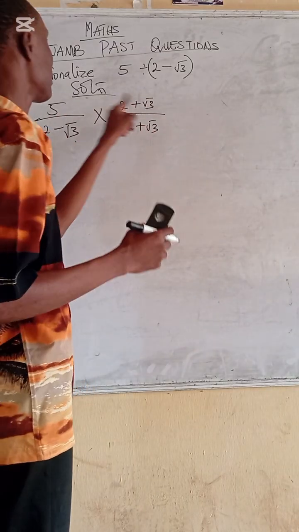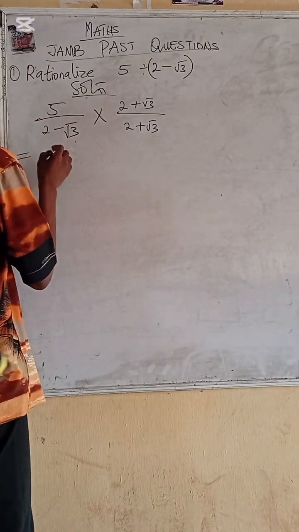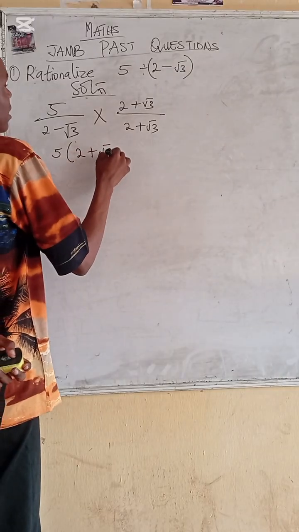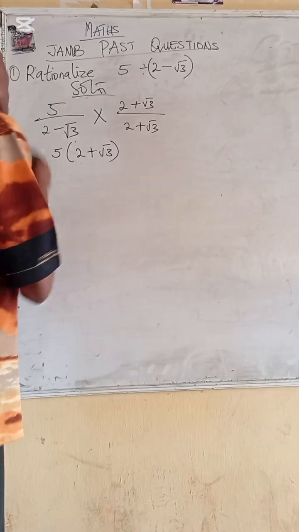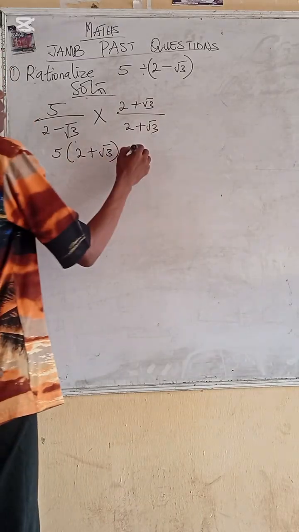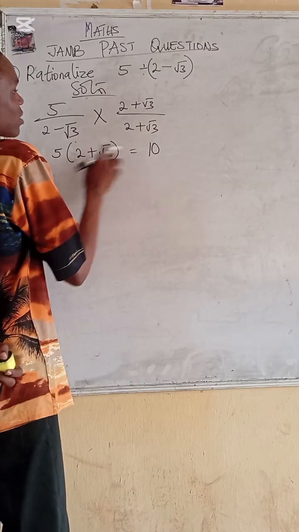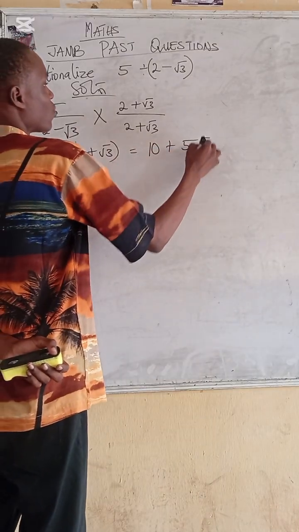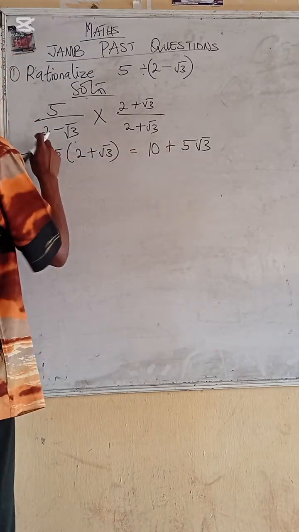So this multiplies this, and this multiplies this. So what do we have? We have 5 in bracket 2 plus root 3. When I don't add any sign here, it means it's multiplication. So we'll have 5 times 2, which is 10, plus 5 times root 3, which is 5 root 3. So this is what you get for the numerator.